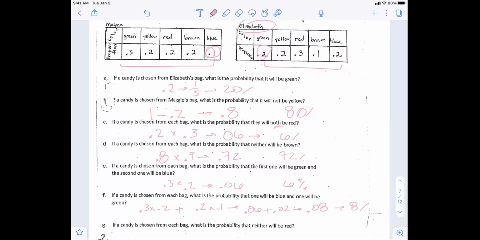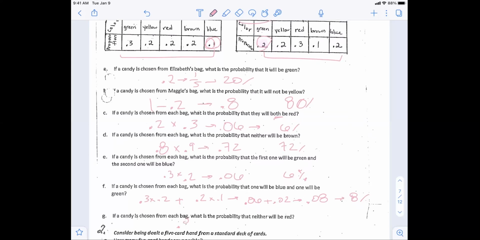Any questions yet? I've got one more like this. The last one says, if a candy is chosen from each bag, what's the probability that neither will be red? Well, what's the probability that it will not be red from Maggie's bag? 0.8. Very good, Hadley. What about from Elizabeth's bag? 0.7.